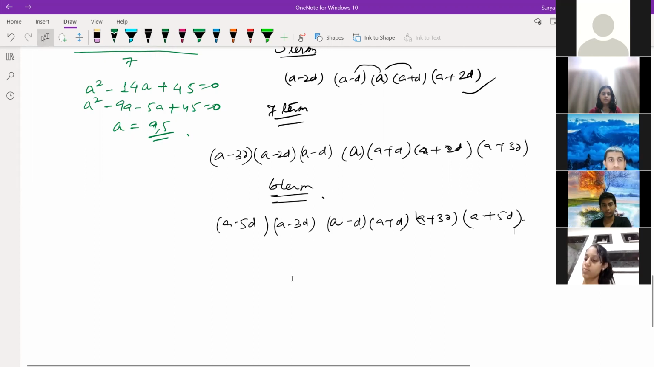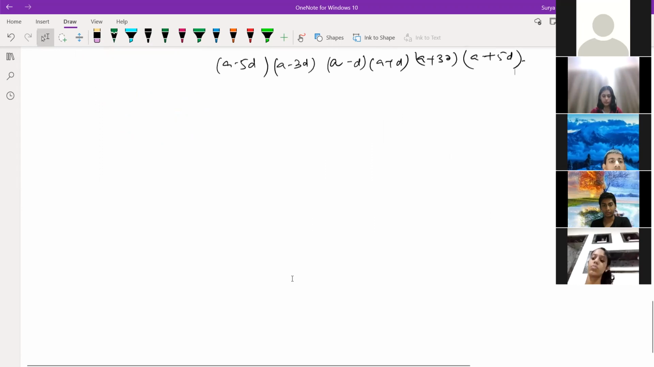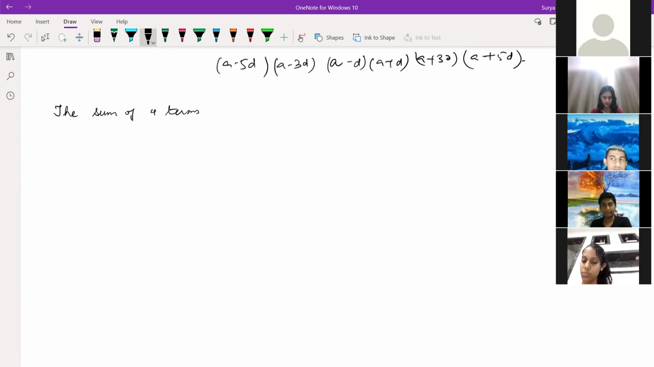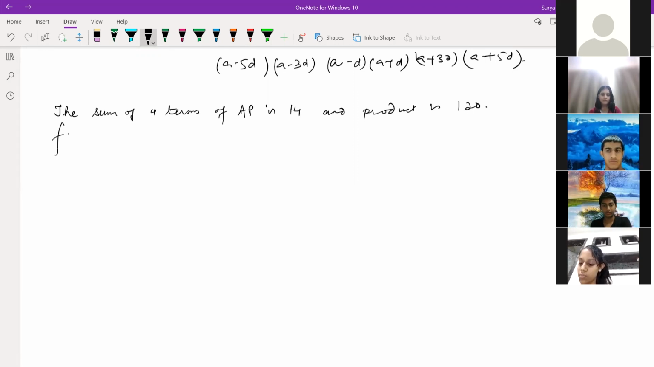Fine. So shall I give one question based on this? The sum of 4 terms of an AP is 14 and the product is 120. Find all the terms of it.